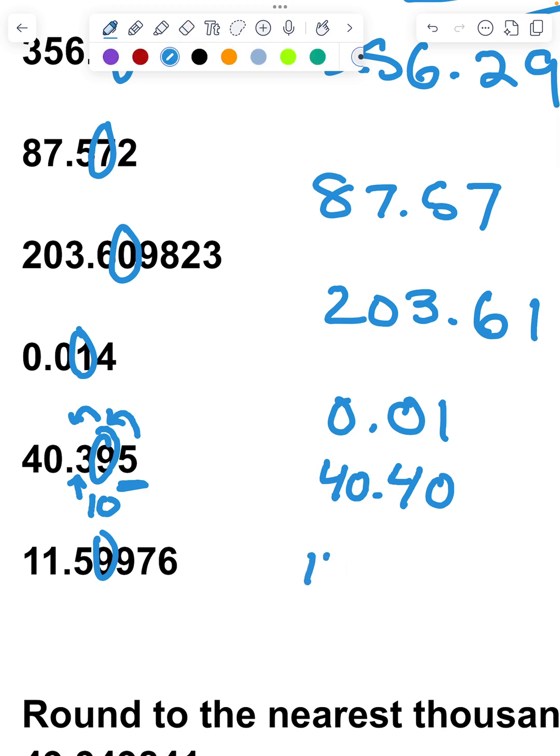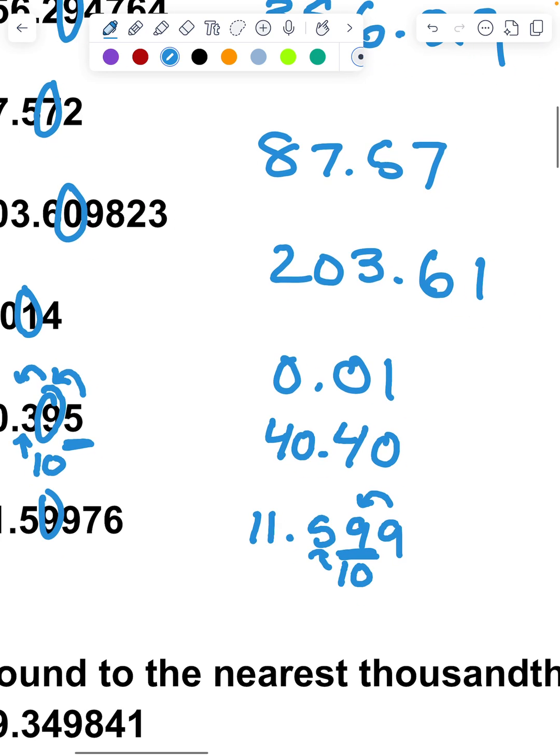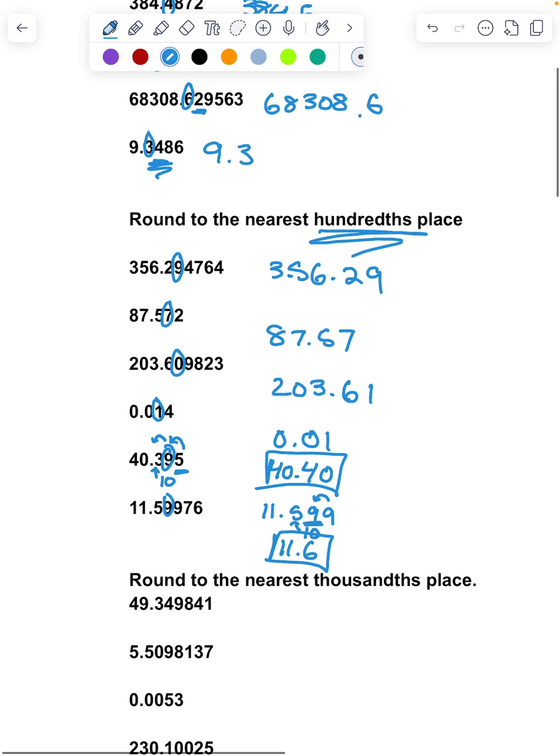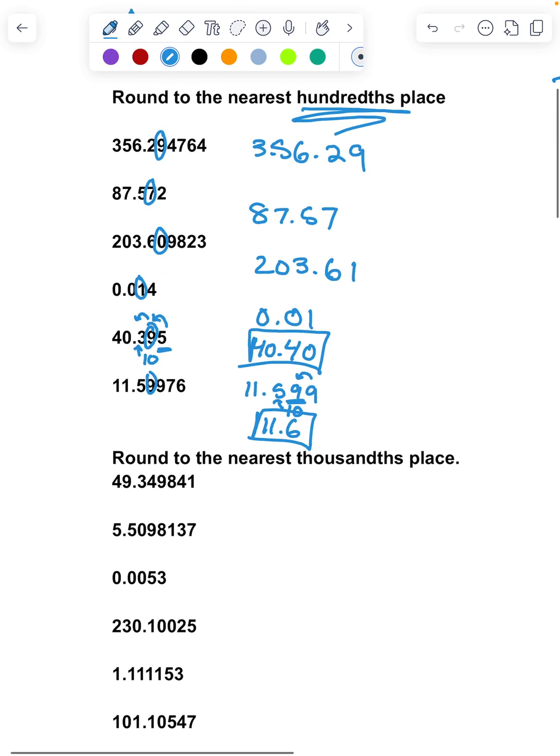Same thing happened with the 11. We have 11.599. Well, the 9 would round up, but again, what do we round 9 up to? It gets rounded up to a 10. We can't put a 10 in this spot, so we're going to give that 1 to the 5, so we really get 11.6. Those are a little more rare, but they do still happen.